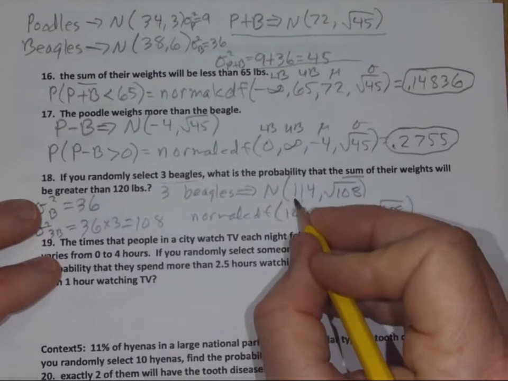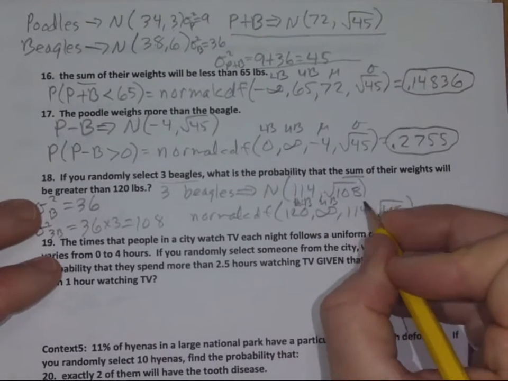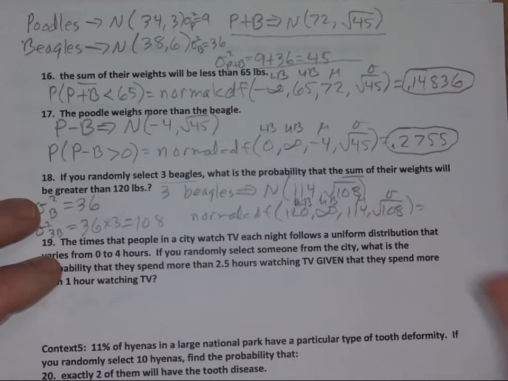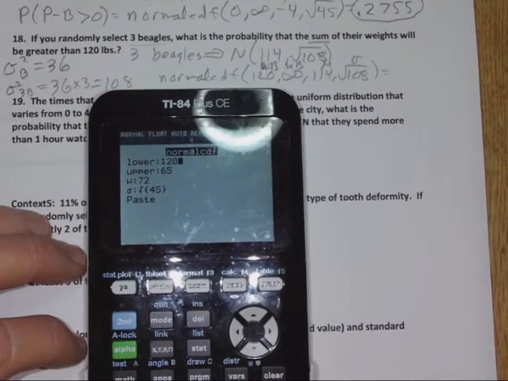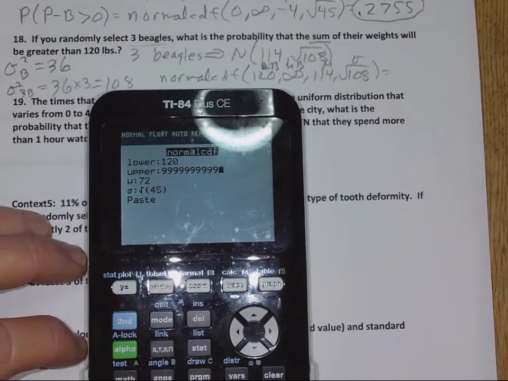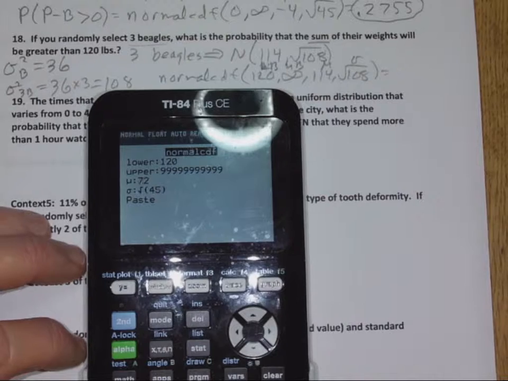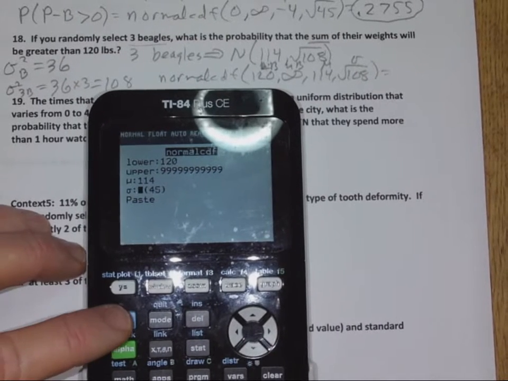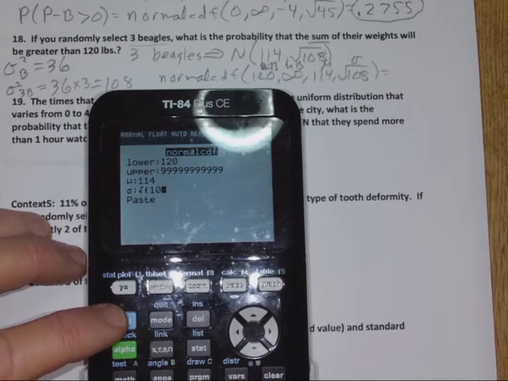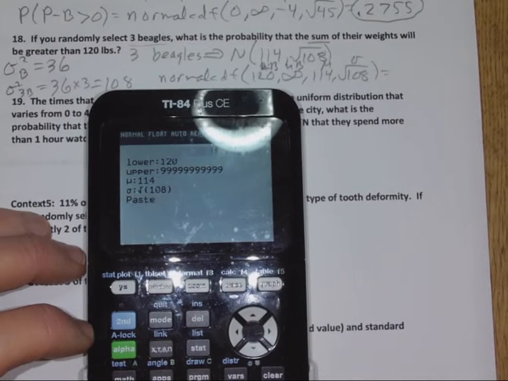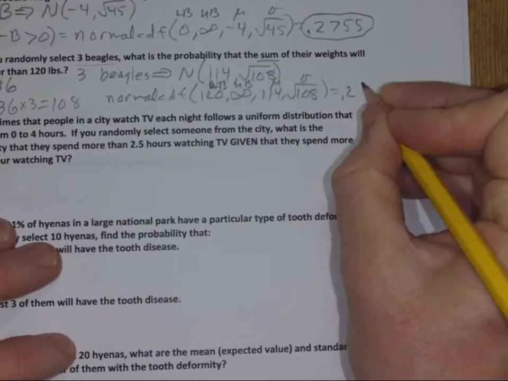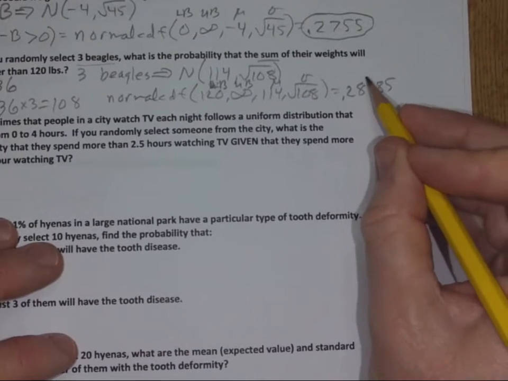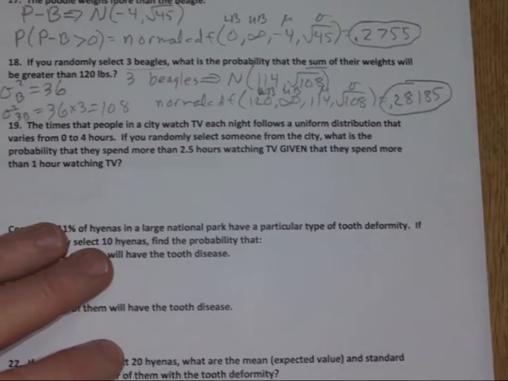Properly show your work. This would be the lower bound. This is the upper bound. That is mu. That is sigma. And let's see what you get. So this would be normal CDF, 120 to infinity. I'll just put like 9 trillion. The mean of 114. The standard deviation would be the square root of 108. It's like that. And so we get 0.28185. Right like that. So that's how you do that problem.